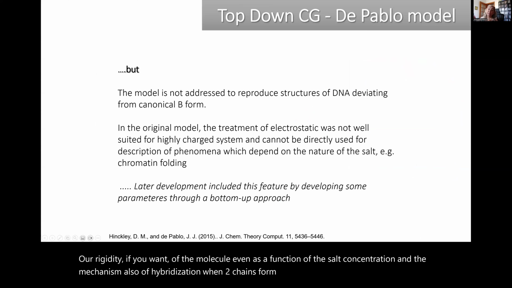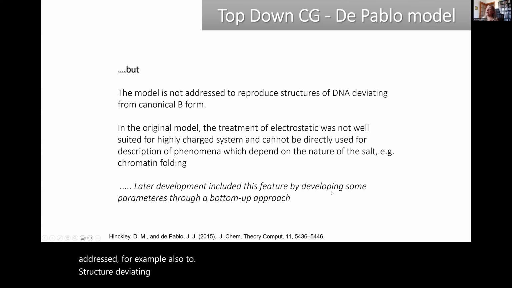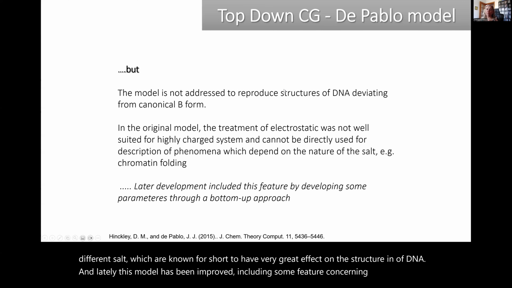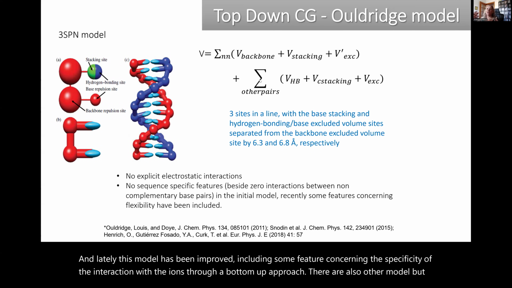But this model is not addressed, for example, to reproduce structures deviating from the canonical B-form. And it cannot be used in the original formulation to see the difference in the behavior with different salt, which are known for sure to have very great effect on the structuring of DNA. And lately, anyway, this model has been improved, including some features concerning the specificity of the interaction with the ions through a bottom-up approach.